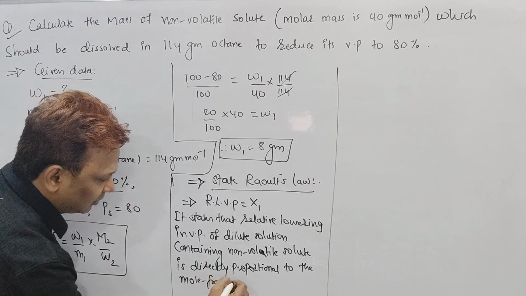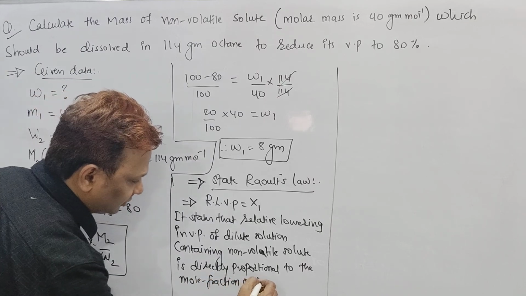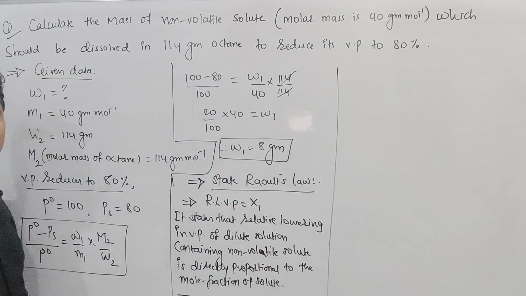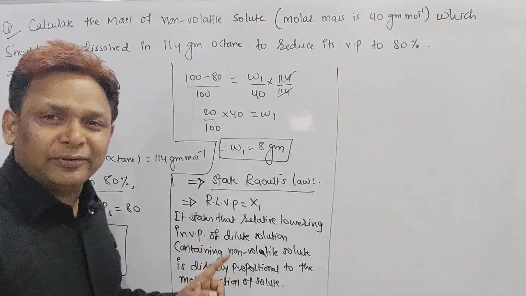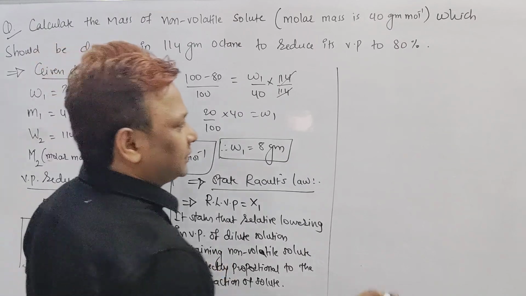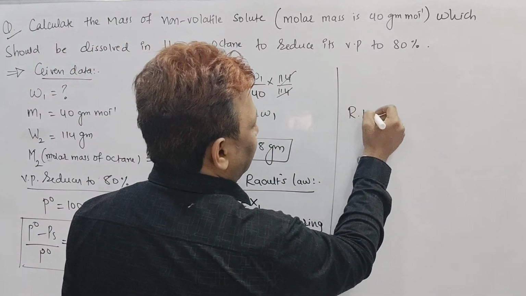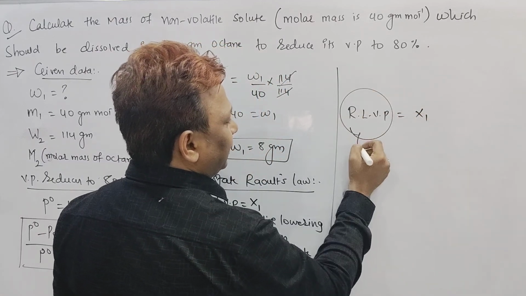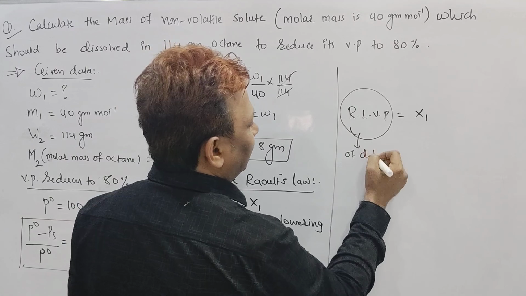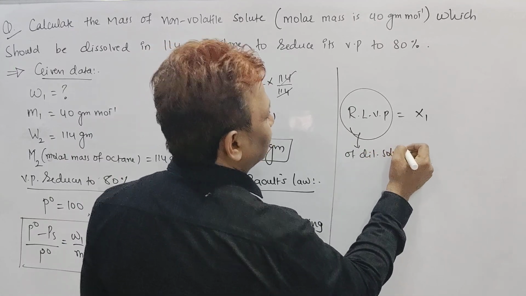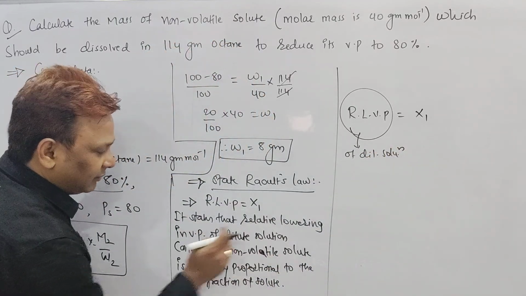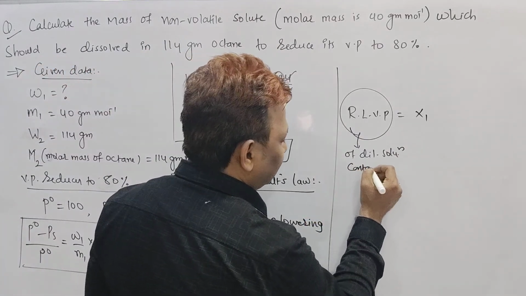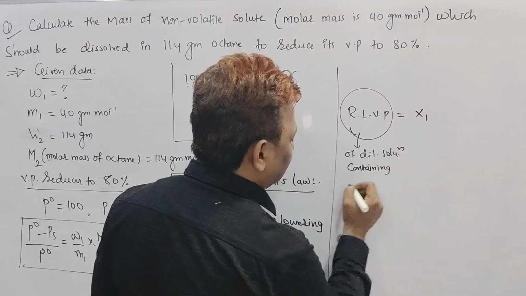X1 is called what? The mole fraction, and it is the mole fraction of the solute. If you write this statement, you will get another 4 marks. Still having doubts, sir, how to remember this statement? I will tell you how. RLVP is equal to X1. RLVP of what? RLVP of a dilute solution. It contains what? Containing non-volatile solute.